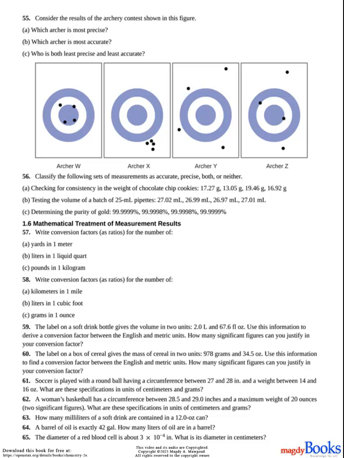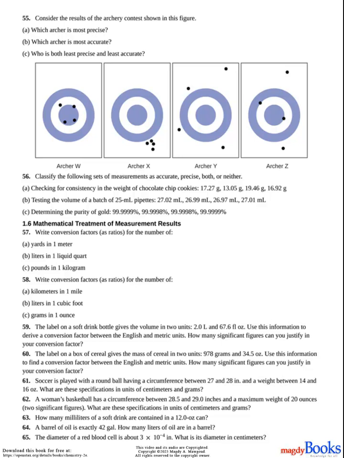60. The label on a box of cereal gives the mass of cereal in 2 units, 978 grams and 34.5 ounce. Use this information to find a conversion factor between the English and metric units. How many significant figures can you justify in your conversion factor?